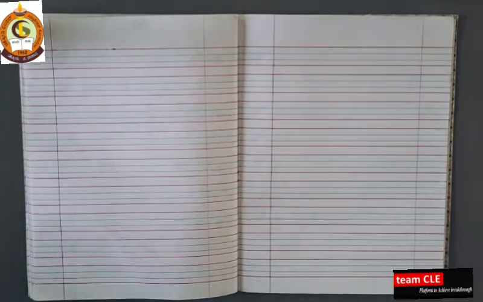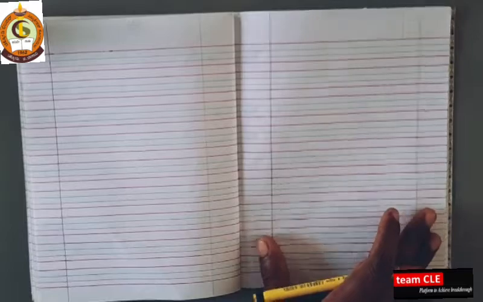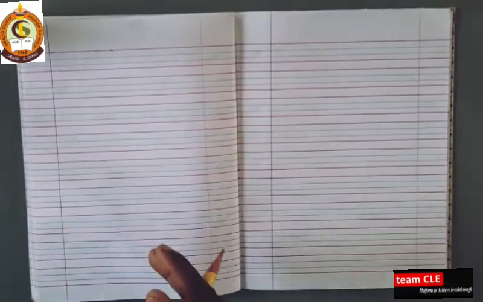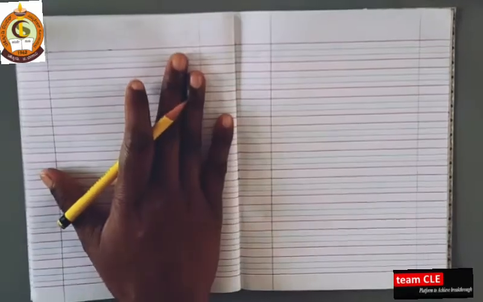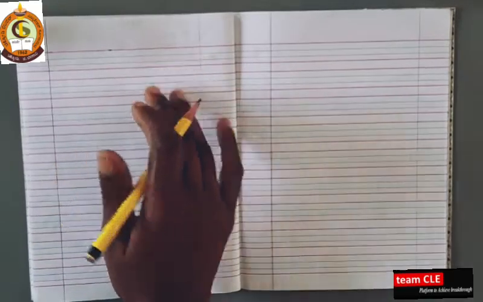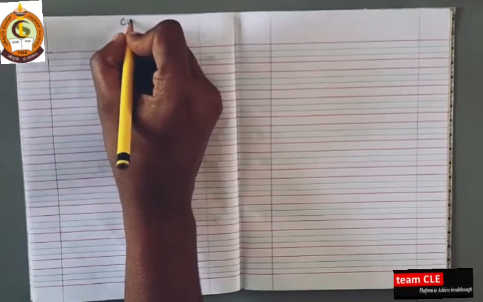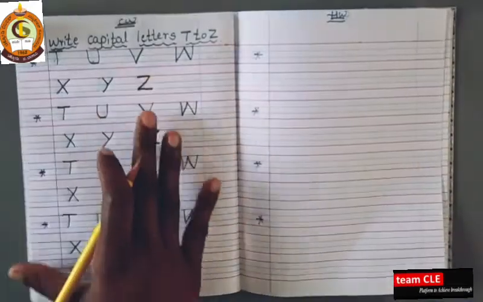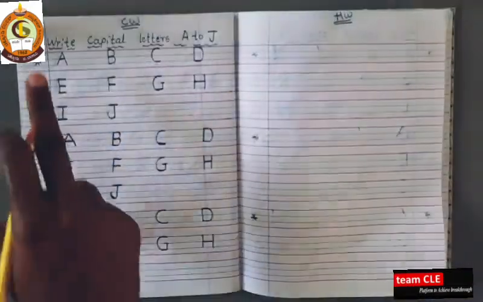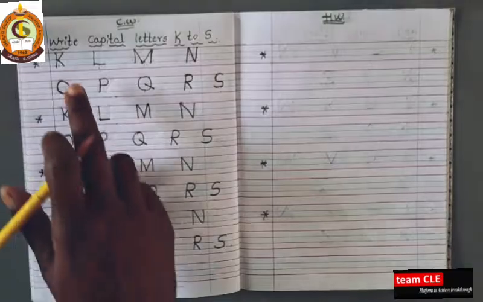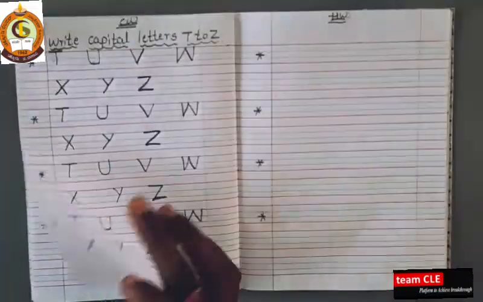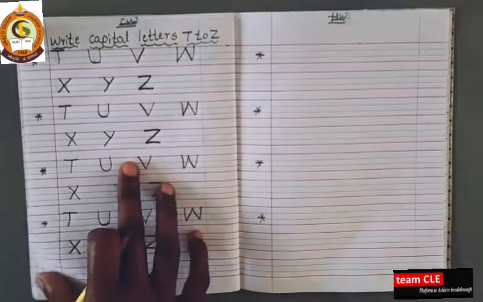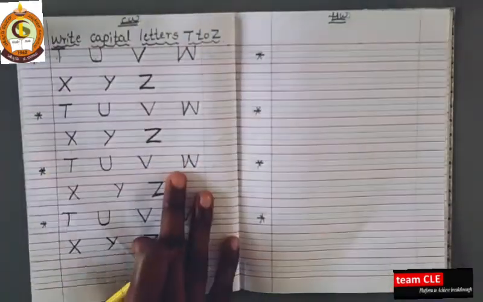So everyone take out your four-line notebook, a pencil and an eraser. Take a new page, open it and write CW. See children, in the previous class we wrote A to J, K to S, T to Z. So all the letters A to Z we wrote.